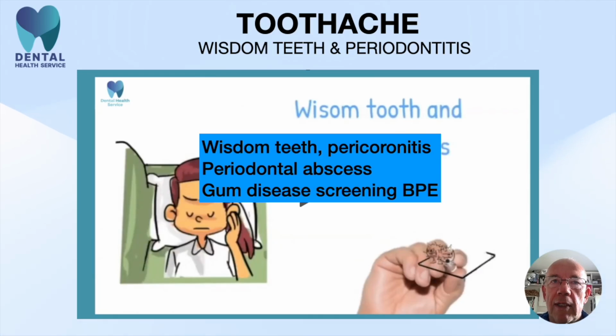Okay, this one's relatively common: problems with wisdom teeth, and so this video gives advice about that. We tend to call it pericoronitis, but it also talks about periodontal abscesses and gum disease in general, and why you should have your gums screened regularly for your BPE. So let's see how you get on with the video.